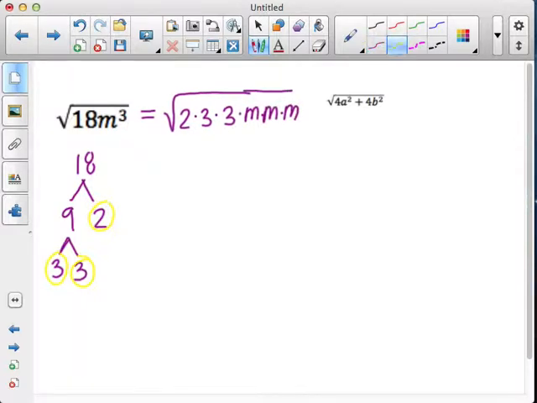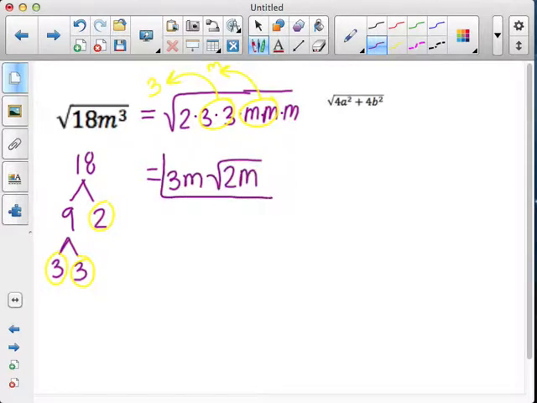Now we're doing square roots. We're looking for groups of 2 together. So I've got 2 3s and 2 m's. So out comes 1 3, out comes 1 m. Then we get 3m on the outside, and square root of 2m is left inside. And that's it. All right, this one's a little bit trickier.